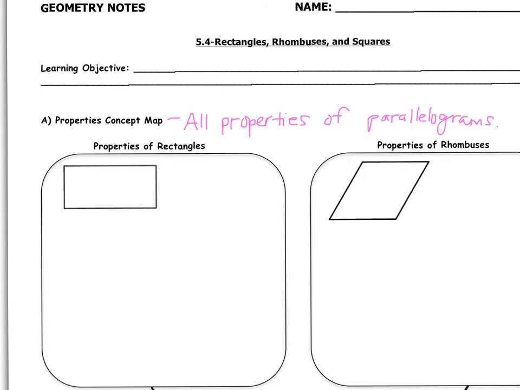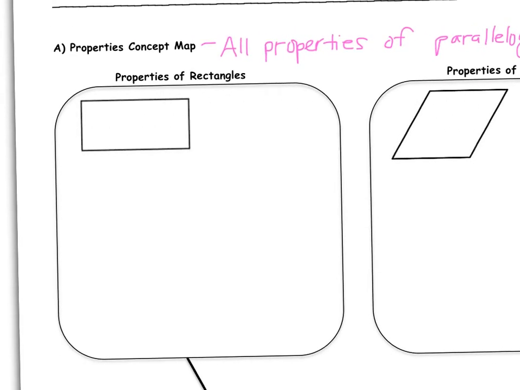So the opposite sides are parallel and congruent. The opposite angles are congruent. Consecutive angles are supplementary. And the diagonals bisect each other. All of those properties of parallelograms still apply to these three figures, but what's extra is what we'll talk about in each of these. So let's start with a rectangle.